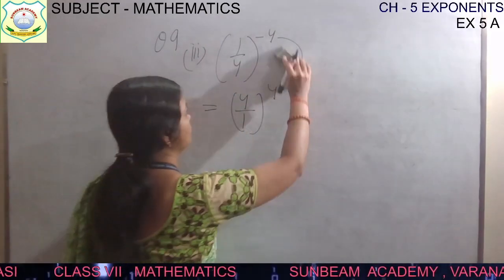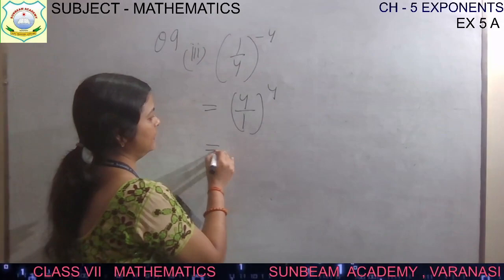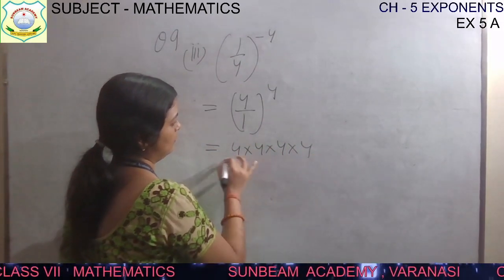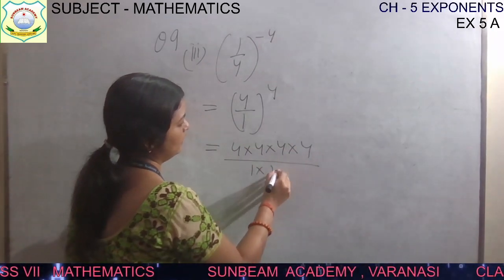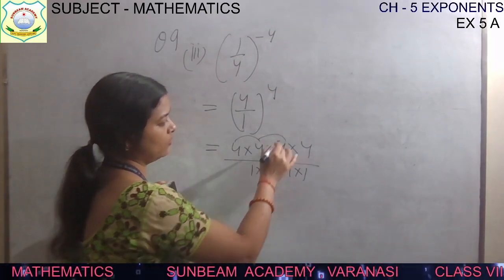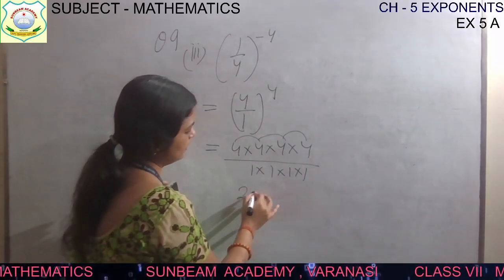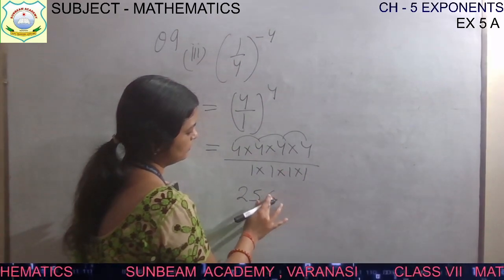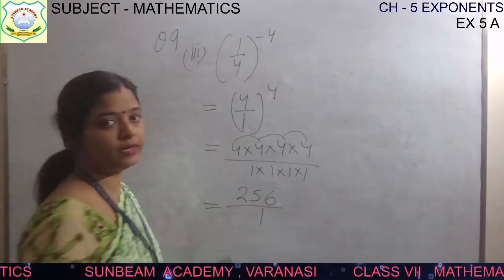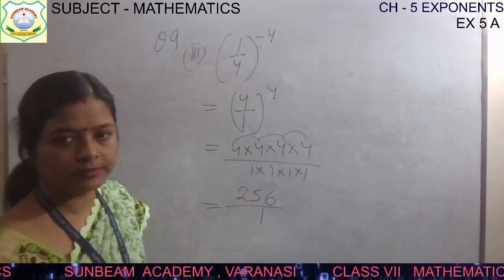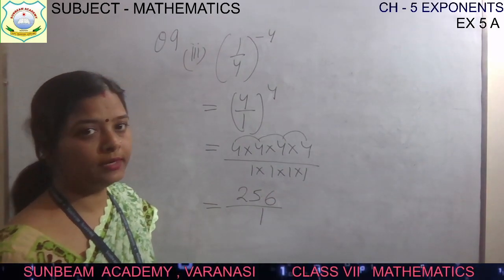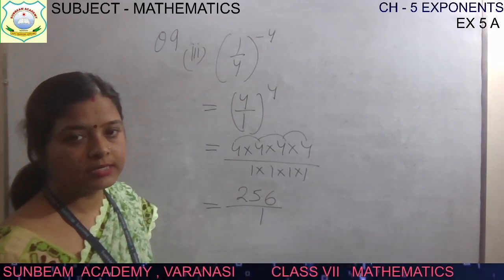Now expand it, children. 4 into 4 into 4 into 4 and 1 into 1 into 1 into 1. 4 fours are 16, 16 fours are 64, 64 fours are 256, divided by 1, or simply you can write it as 256. Okay children, 1 by 4 to the power minus 4 is 256. Now let's move to the next part.